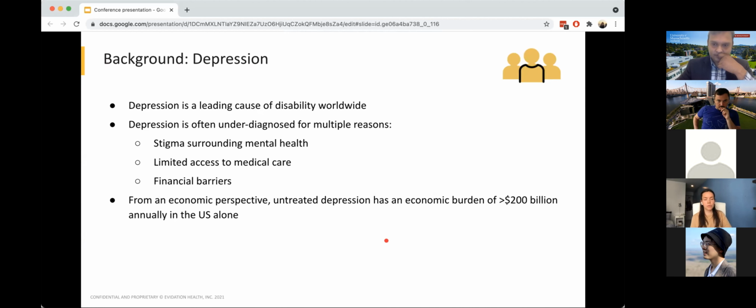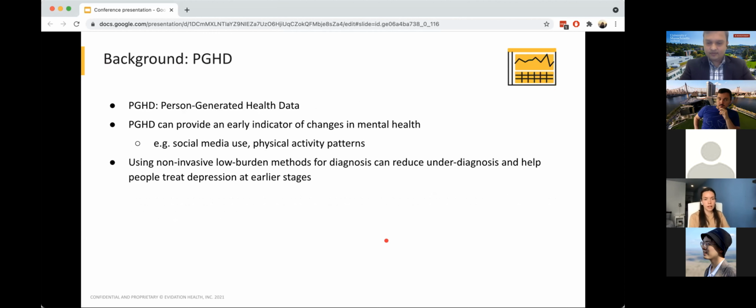And untreated depression worsens the quality of life, and it has a very high economic burden of over 200 billion US dollars annually, just in the US. Thus, it's important to make the detection and the monitoring of depression symptoms easier and more affordable to the general population. This can be done with the help of person-generated health data, which is often abbreviated as PGHD.